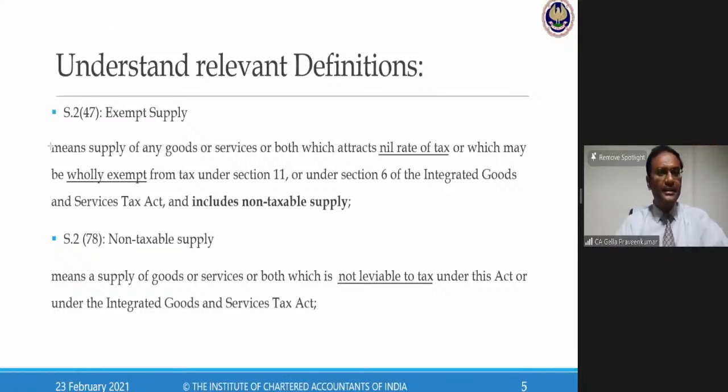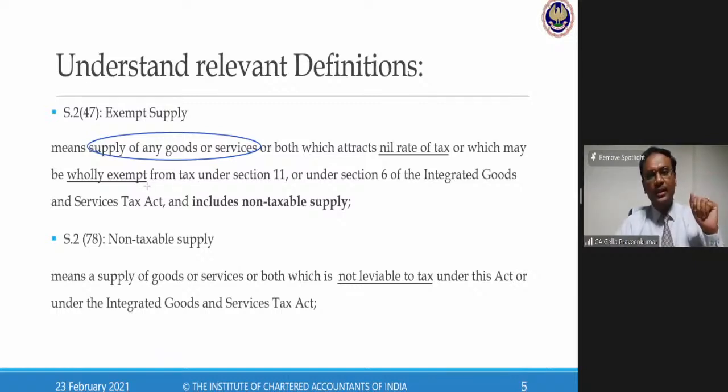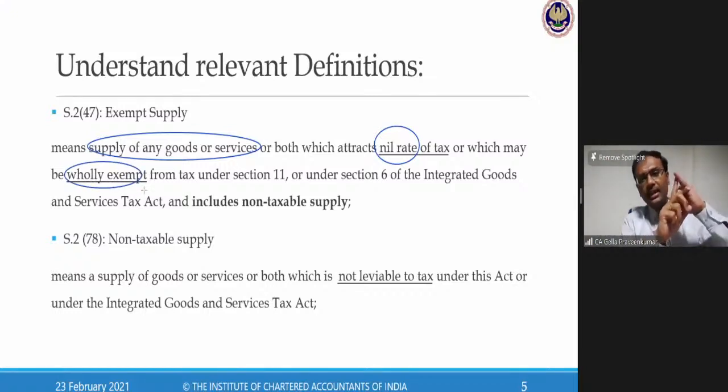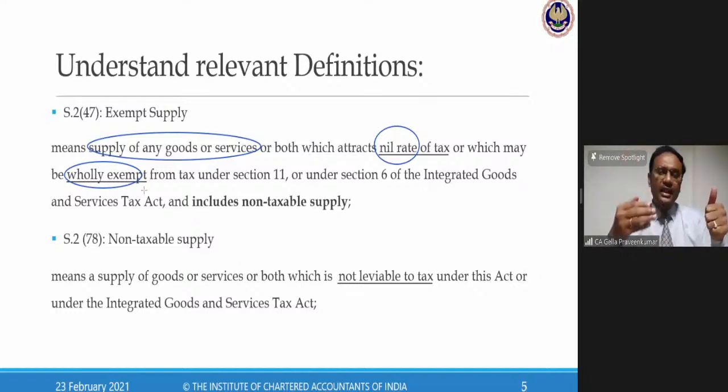Now, the term exempt supply means supply of any goods or services. There should be a supply of goods, a supply of services, or both, those supplies which attract nil rate of tax. So whenever I make a supply which has a rate of tax called nil rate of tax, this is one thing which can be called an exempt supply, or which may be wholly exempt. So whenever there is a supply of goods or services, it is having a nil rate of tax or it is wholly exempt. Nil rate of tax: when I look into my tariff, the rate of tax shown is nil. When I look into my HSN classification, the rate of tax is mentioned as nil.